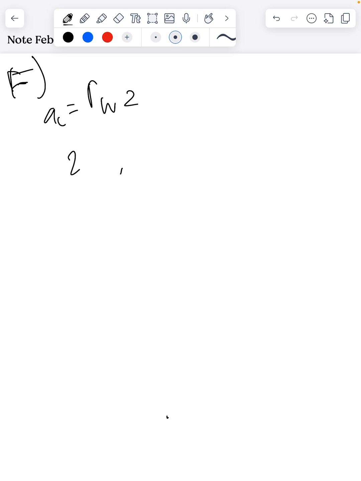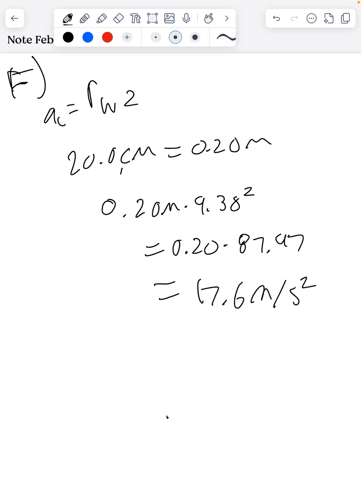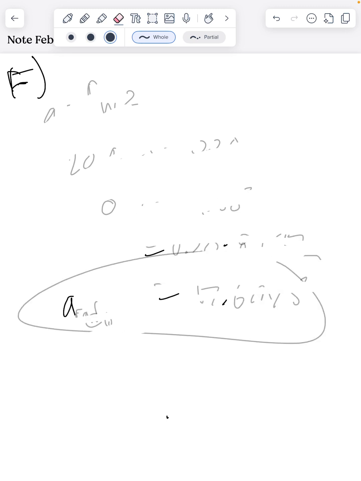And then again, we're going to convert 20.0 centimeters to 0.20 meters. We already know that it's 9.38 rad per second. So again, we're just going to do 0.20 meters times 9.38 squared, which will equal 0.20 times 87.97, which ultimately equals 17.6 meters per second squared, giving you the answer of this centripetal acceleration. Again, we're just using all the stuff we've known from previous problems and implementing it into the next one.